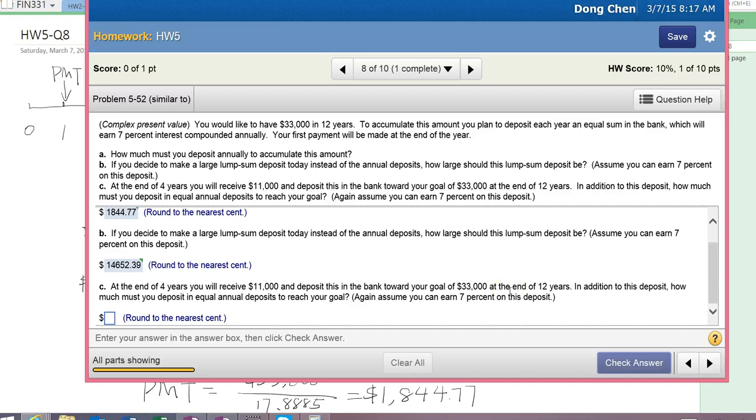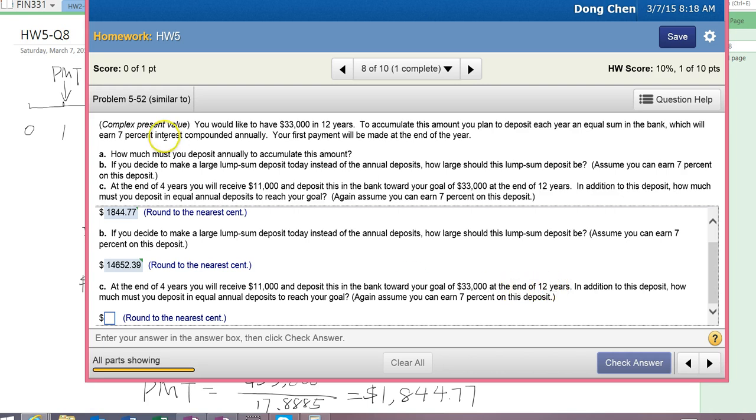So part C is a sort of combination of the scenarios in part A and B. And similar to part B, you will have one single payment, and this actually is given, $11,000. And also similar to part A, you will continue to deposit an annual cash flow to your account. And your goal is still to get $33,000 by the end of 12 years.